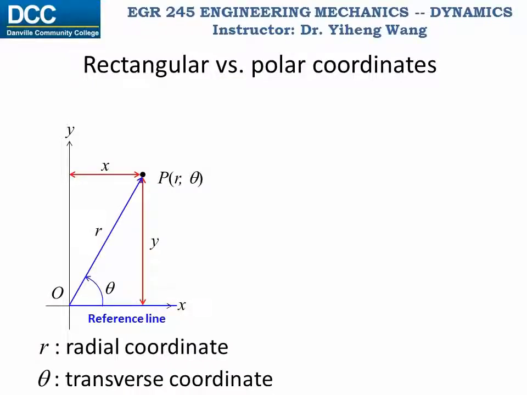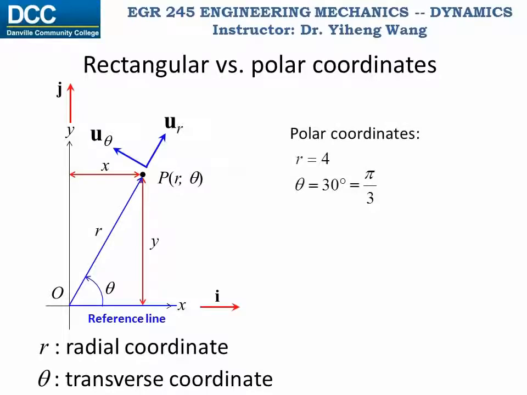If you recall, for the x-axis, its unit vector is known as i. For the y-axis, its unit vector is known as j. So, for the r-axis, it also has a unit vector representing its direction, which is known as u_r. And for the transverse coordinate, it also has a unit vector, u_theta, which is always perpendicular to u_r.